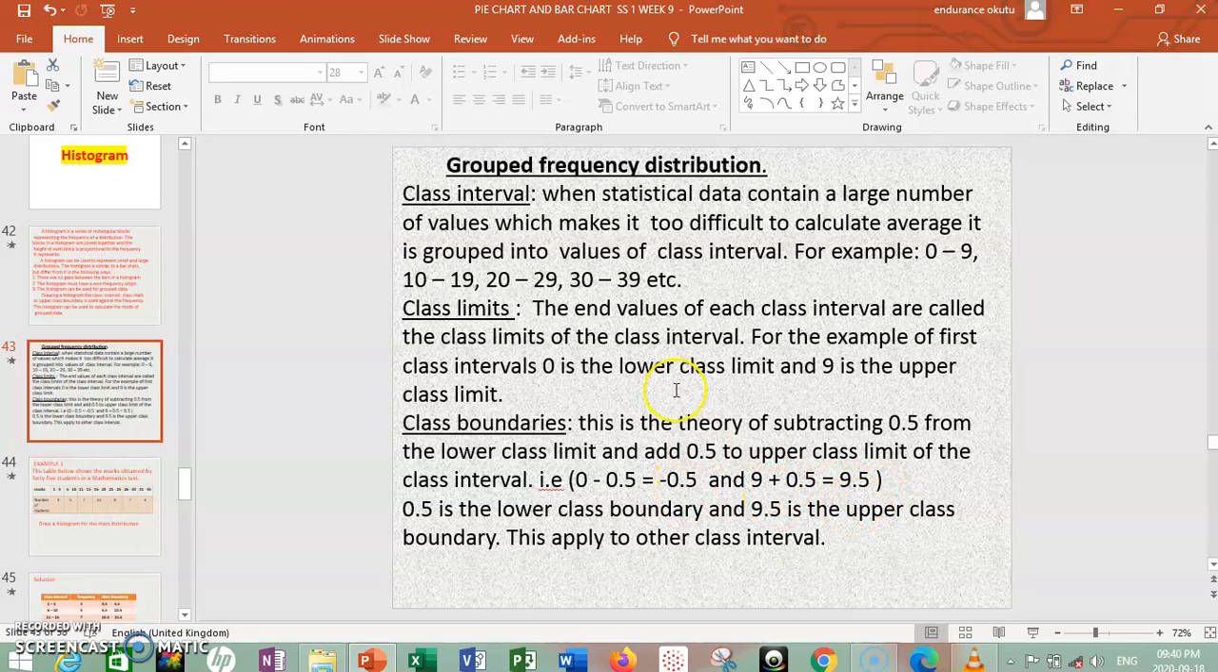For the second interval, when we subtract 0.5 from 10 it gives us 9.5, and when we add 0.5 to 19 it gives us 19.5. So students, take note of how we calculate the class boundaries. Having known this will now guide us on how we can draw our histogram.